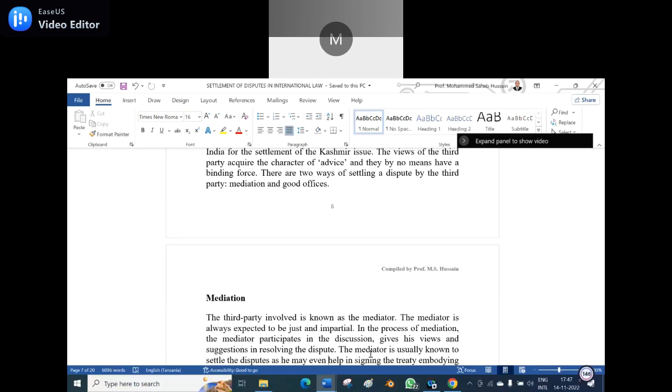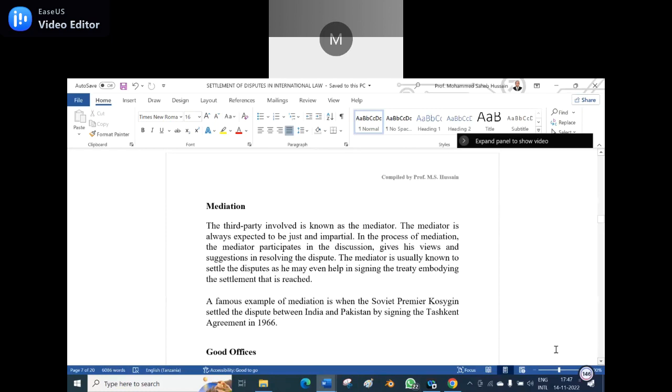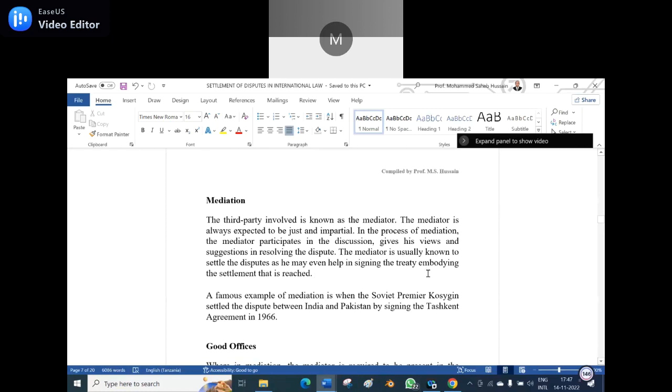So in mediation, the third party involved is known as the mediator. When a third party is involved when the two parties are in dispute, we can say it is mediation. Am I right? Yes, Prof. The mediator is always expected to be just and impartial. Is mediator a masculine gender or a feminine gender?